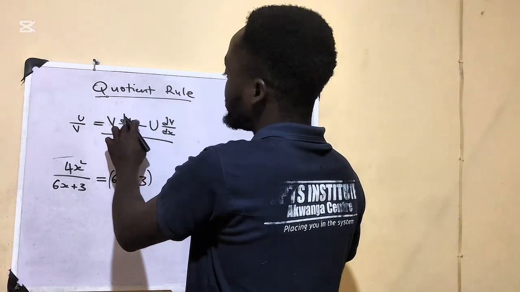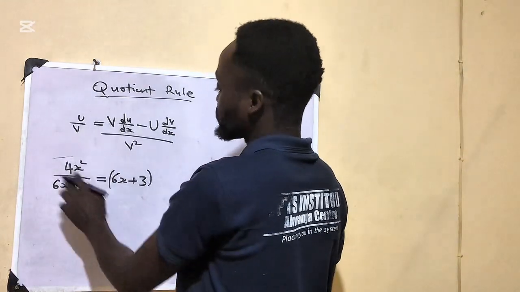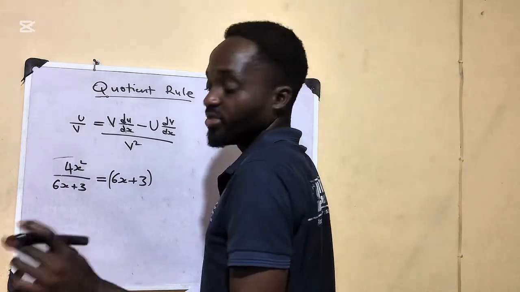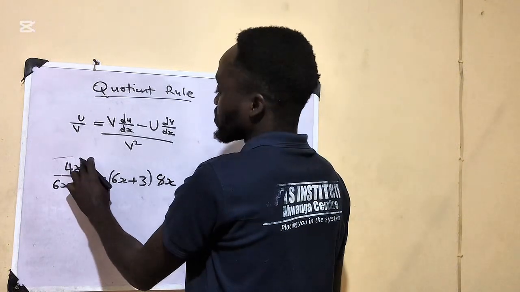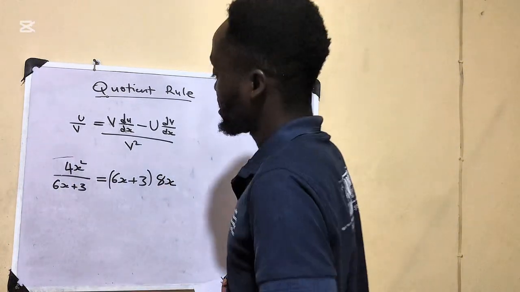Then we differentiate u with respect to x. So we are differentiating the numerator with respect to x. The power is going to come down. So if 2 comes down, multiplying by 4 gives 8. Then you write the x. Then we subtract 1 from the power, so 2 minus 1 is 1. So we are going to have 8x. Okay? So that's what is left.